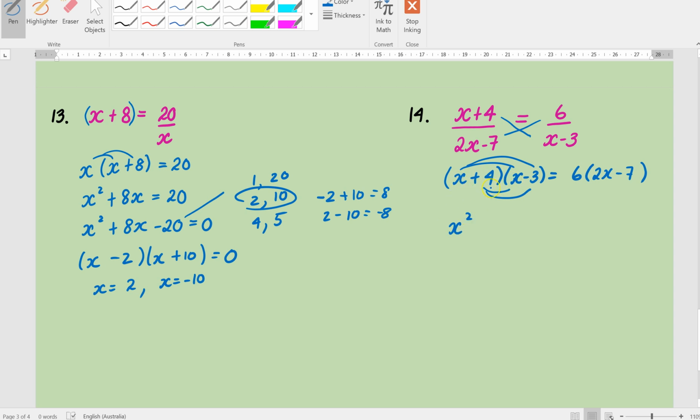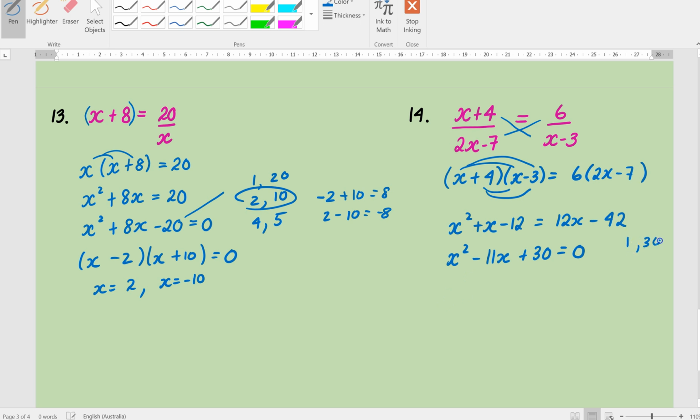hopefully we now know, yes, it's x squared, and then we just add these together. So 4 plus minus 3 is 1x, and 4 times minus 3 is minus 12. If you don't like that, follow all the loops. Okay, remember we want everything on one side, so it's x squared, 1 take 12 is minus 11x, minus 12 plus 42 is 30. Okay, ask yourself those questions. Is there a common factor? No. Is it difference of two squares? Clearly not. So what are the factors of 30 that add up to 11?